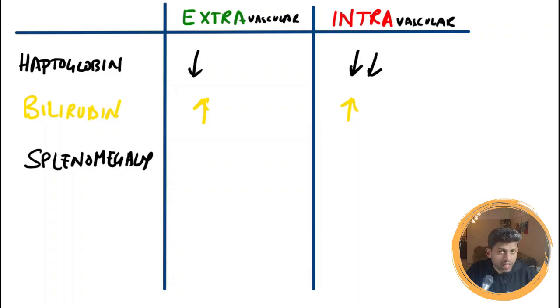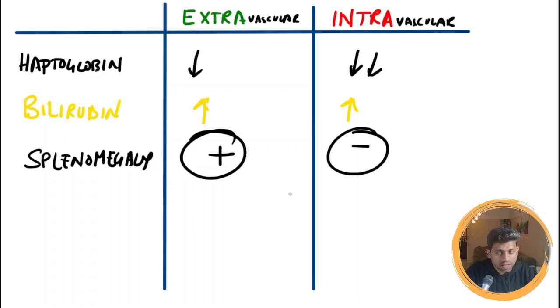Now where does splenomegaly occur? Yes, you are right. It occurs in extravascular hemolysis because macrophages in the spleen are working extra hard to eat up all the RBCs, and it does not occur in intravascular hemolysis. So splenectomy or removal of the spleen is useful as a treatment in extravascular hemolysis, but there is no point of doing a splenectomy in intravascular hemolysis.